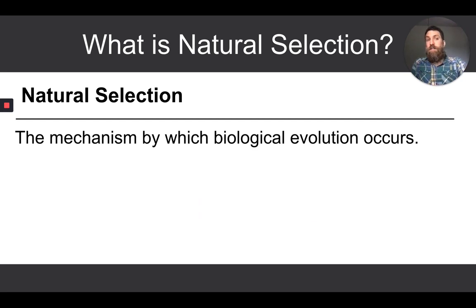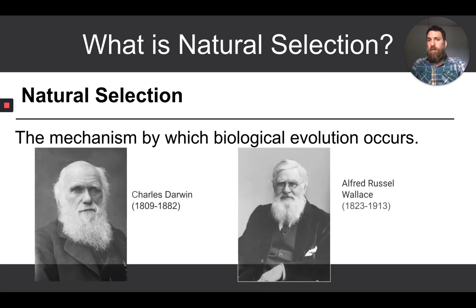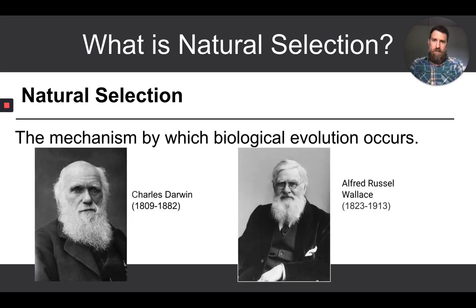It was actually co-discovered by Charles Darwin and Alfred Russel Wallace. So these two old white guys stumbled upon natural selection independently on their own. Of course, Darwin gets all the credit because he did publish it first in The Origin of Species. But if it wasn't for Wallace, he perhaps might never have.